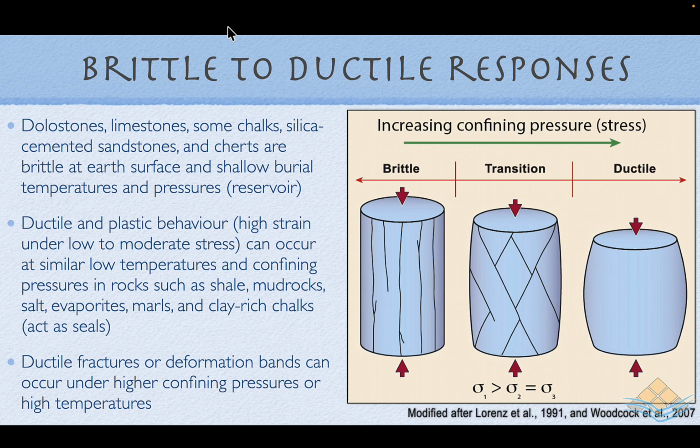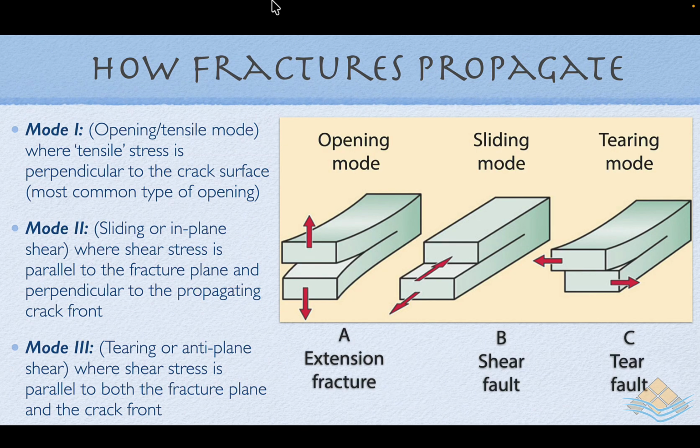All rocks at higher temperatures and confining pressures will respond in a ductile fashion, so that ductile fractures and also some forms of deformation band occur under those higher confining pressure and temperature conditions. So how does a fracture open? How does it propagate? Well, there are three main modes of fracture propagation.